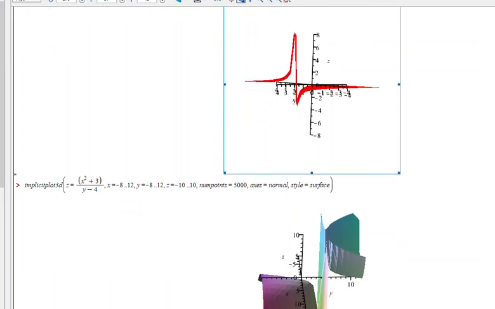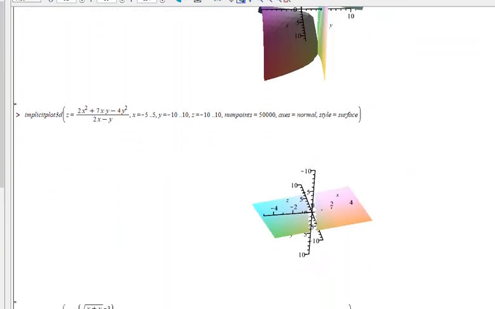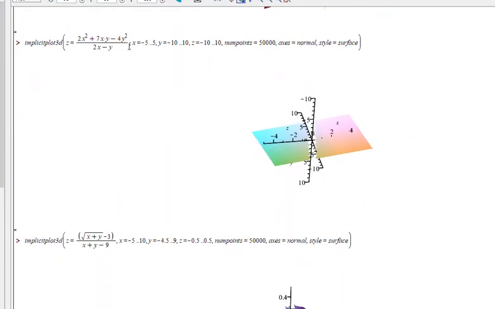Let's see, I guess I didn't actually look at that one. Let's take a look at this one. Here it is. Here's my function, plotted from -5 to 5 on the x-axis, -10 to 10 on the y, and the z. I threw in a few extra points, set my axes to normal, and at least for right now, my style is set at surface.